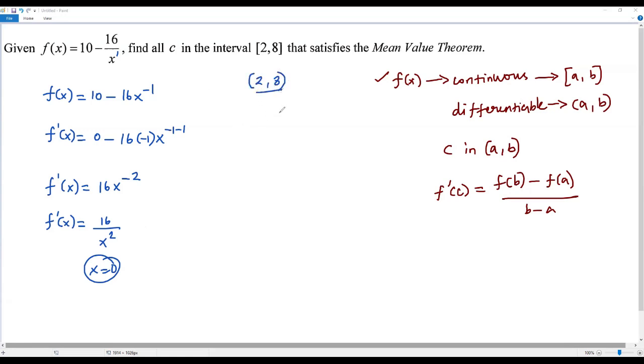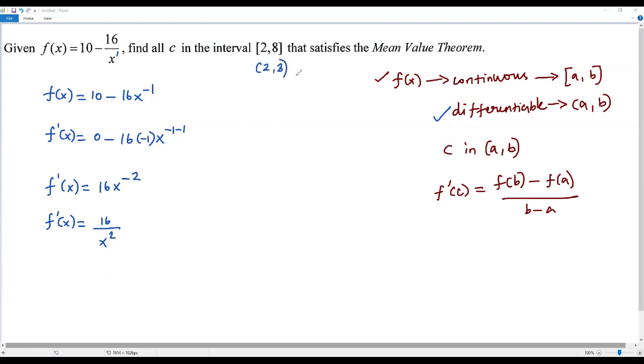So in this open interval between 2 and 8, if I consider any value for x, I will never get 0. So there is no chance for this one to become undefined. So the given function is differentiable in the open interval 2 comma 8. Okay, since both the conditions are satisfied, now we can find the value of c in the open interval 2 comma 8.